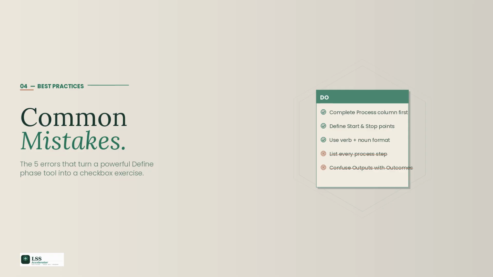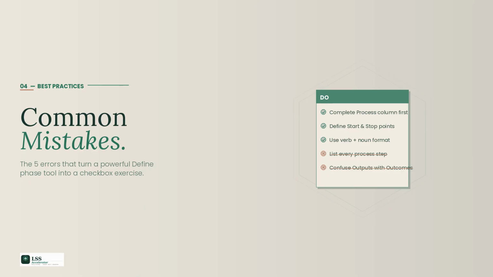Let's run through the most common mistakes I see teams make when they're filling out a SIPOC, and the fixes. Mistake 1, listing more than 7 process steps. The SIPOC is not a flowchart. If you have 12 steps, you've gone too granular. Step back, group related activities, and stay at the activity level. Save the detail for your process map in the measure phase.